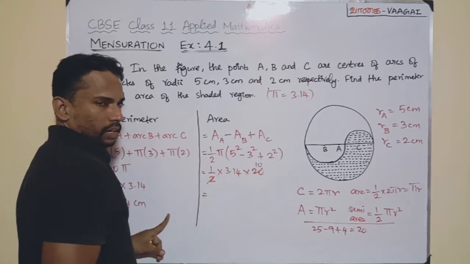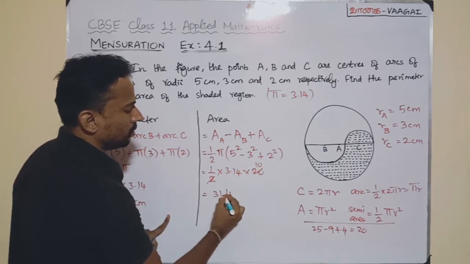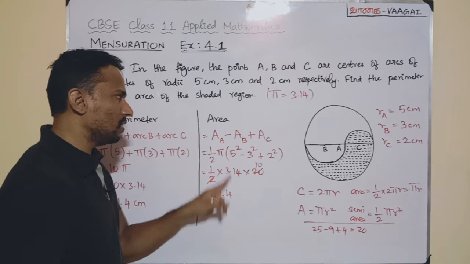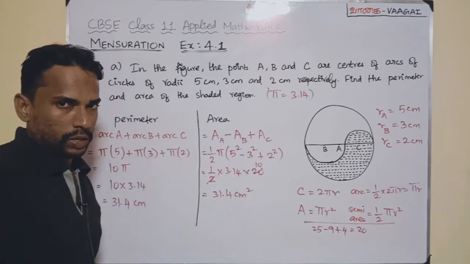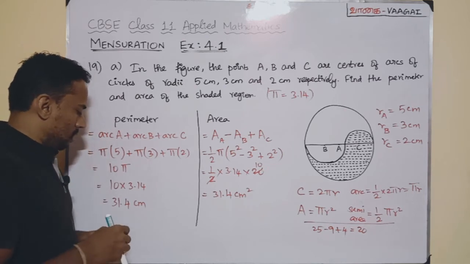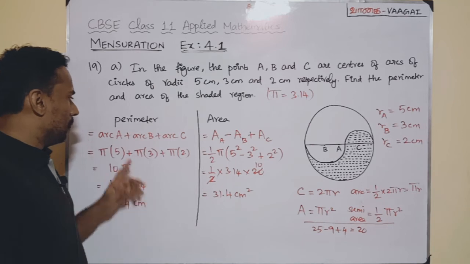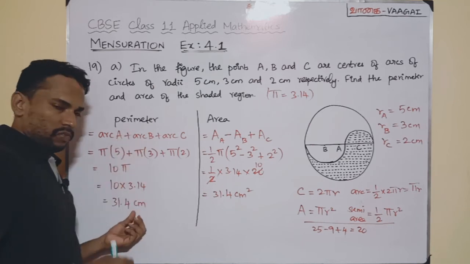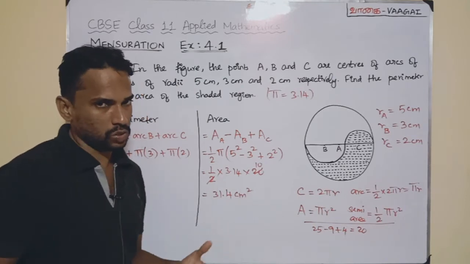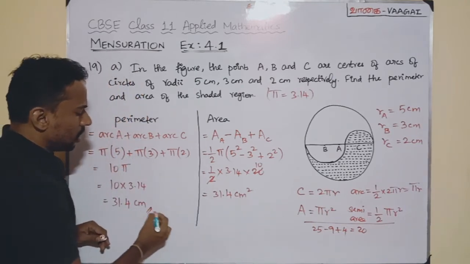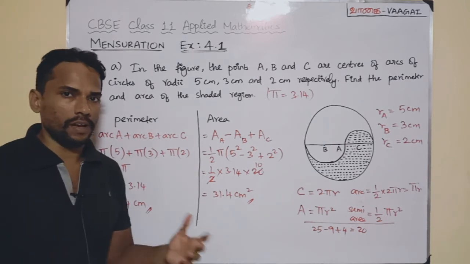I can cut it 10 times. So I will be getting 10 into 3.14. So again we get the same 31.4 to be the answer. But this time we are calculating the area. So be careful with the units. We need to put centimeter square. So the wonder thing is we get the answers to be same. Numerically they are same. But one is the perimeter, so we need to use centimeters. The other one is the area, so centimeter square. So these are going to be the answers for your question number 19, subdivision A.